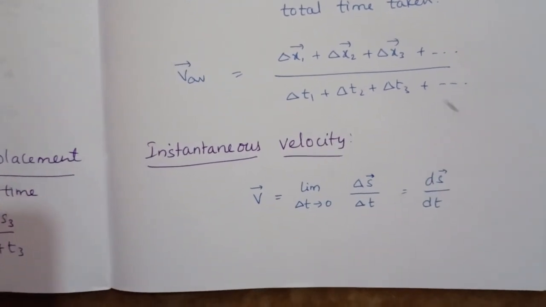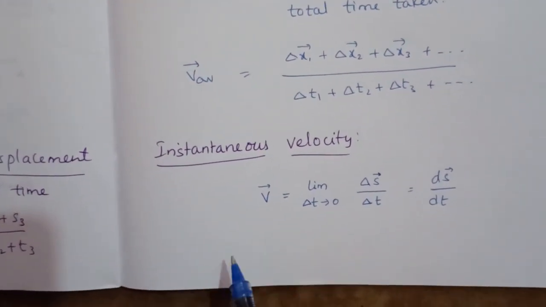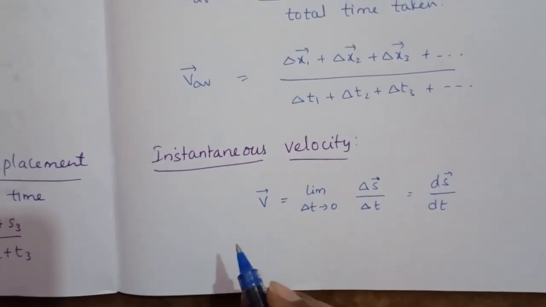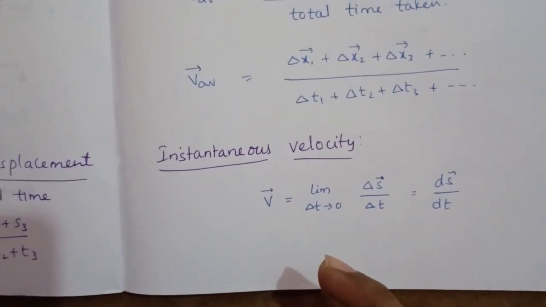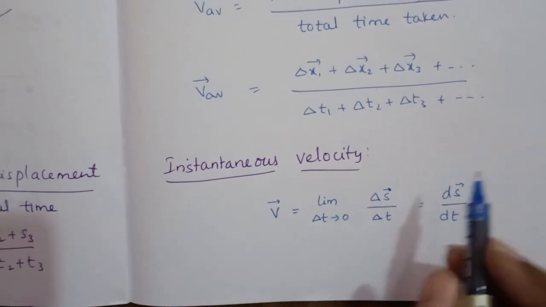This is about velocity: uniform velocity, non-uniform velocity, average velocity and instantaneous velocity.